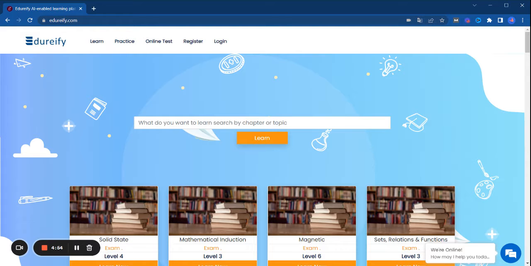So, Edureify is in front of you with its daily practice online mock test. As you all know, we are providing 15,000 plus important questions with answers and explanation from all three subjects: physics, chemistry, and mathematics, which are covered in the JEE Mains 2022 examination. So, without wasting a single minute, let's get into the video.